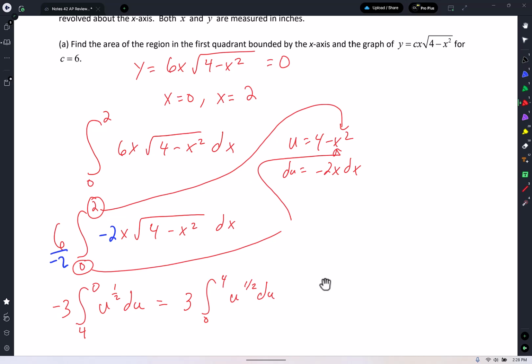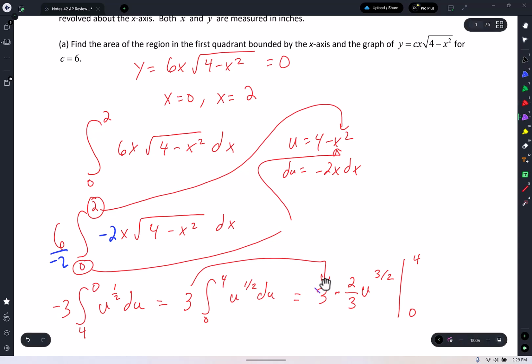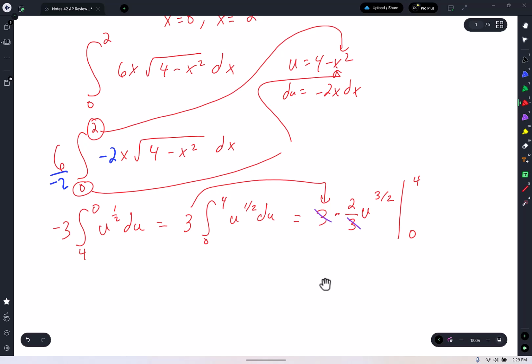So here we go. 3. That 3 is this 3. Times the antiderivative of u to the half, which is u to the 3 halves divided by 3 halves, the same as multiplying by 2/3. I write a line that stands for evaluated at. Lower limit 0, upper limit 4. The 3's cancel out. And I guess you don't even have to worry about that 0 because 0 to any power is 0.